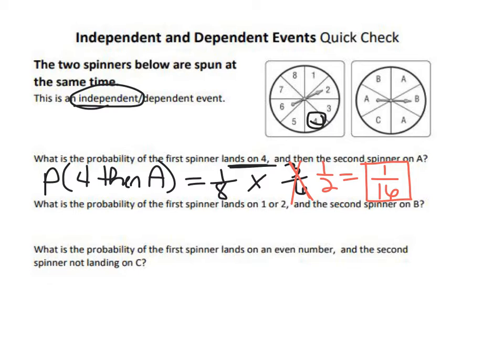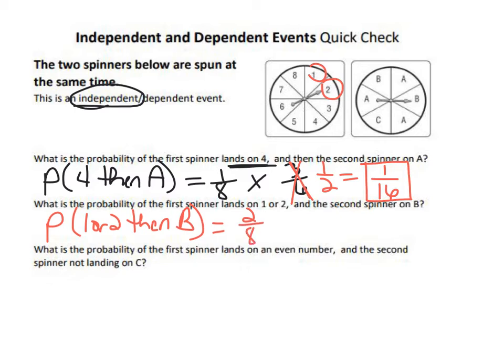Okay, on the next one it says, what is the probability of the first spinner landing on 1 or 2, and the second spinner on B? So again, we're going to do the probability of 1 or 2, then B. Well, remember, when they're asking you one or another, basically you're adding those two probabilities, right? So then what we need to do is see how many are 1s. That's 1, right? And how many are 2? That's another one. So that means the probability of getting 1 or 2 is 2 out of 8.